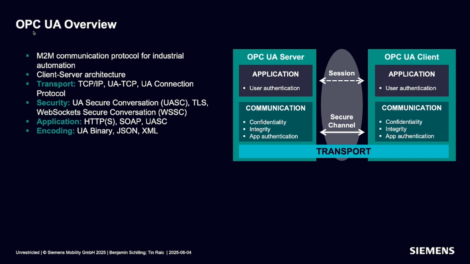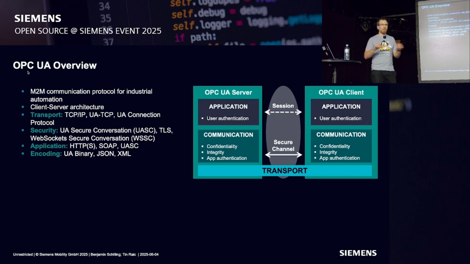And it's built like this, that you have a transport layer that's typically based on TCP/IP. Then there is some OPC UA specific TCP layer on top of it for a connection protocol. For security, there are various options. The most common one is the UA Secure Conversation. There is a version based on HTTPS or TLS, and also WebSocket Secure Conversation can be used. On the application layer, there is HTTPS, SOAP, or OPC UA Secure Conversation. And for encoding, different versions exist for binary, JSON, or XML encoding.